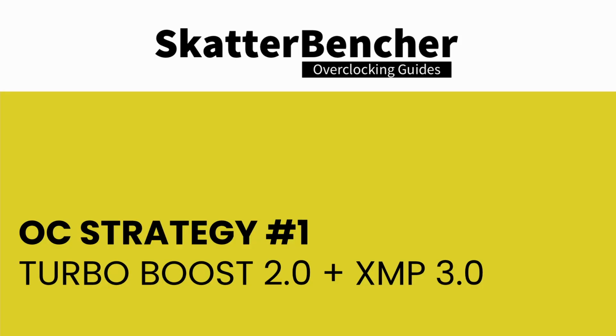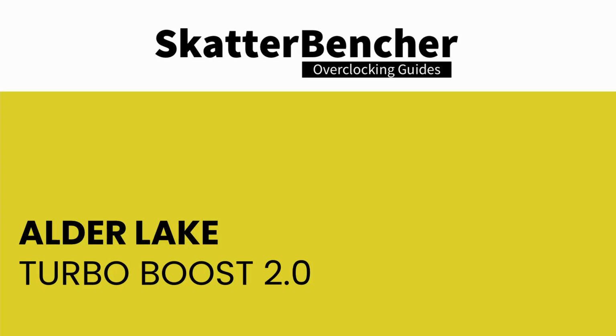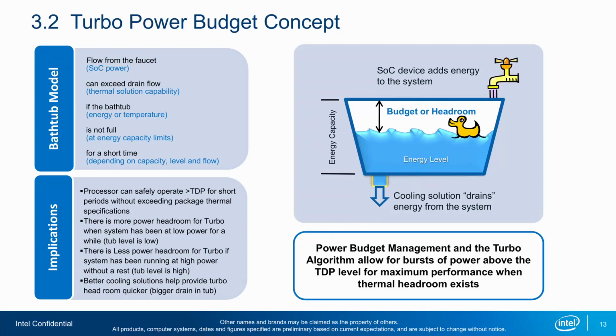In our first overclocking strategy, we simply try to benefit from unleashing Turbo Boost 2.0 power limits and by using XMP 3.0. Intel Turbo Boost 2.0 technology allows the processor to run its cores faster than the base frequency if there is sufficient current, power, and thermal headroom. The obvious advantage is opportunistic performance improvements in single-threaded and multi-threaded workloads. The Turbo Boost algorithm works according to a proprietary EWMA formula. This stands for exponentially weighted moving average.